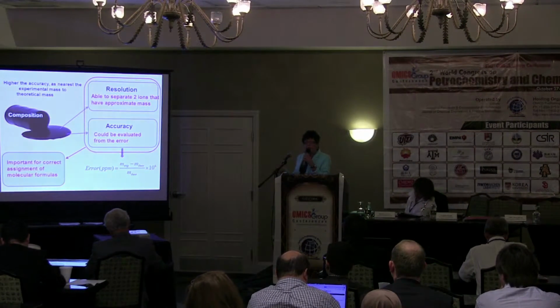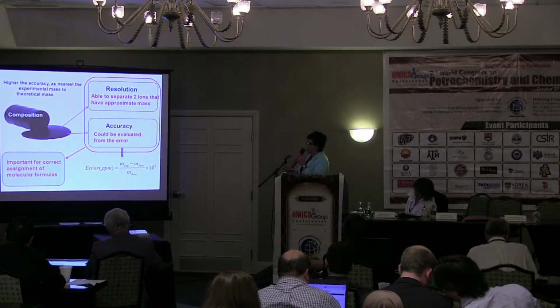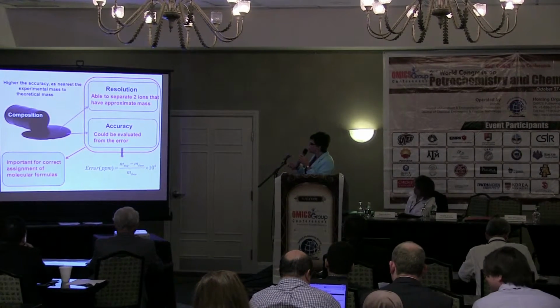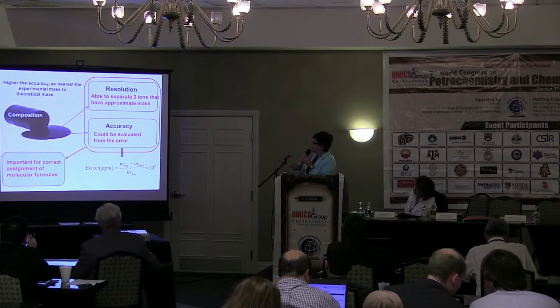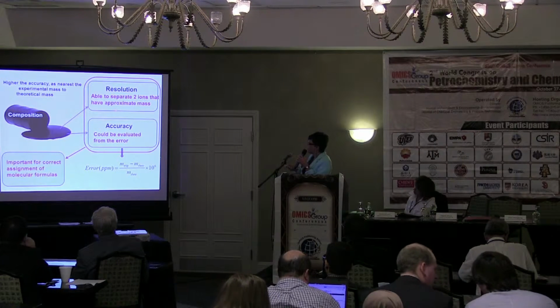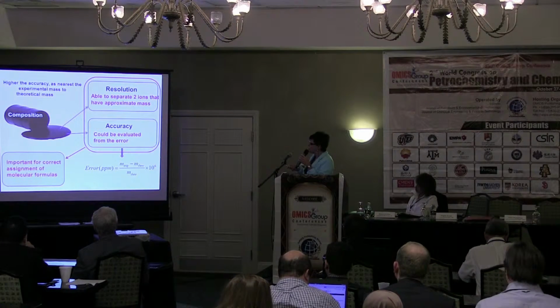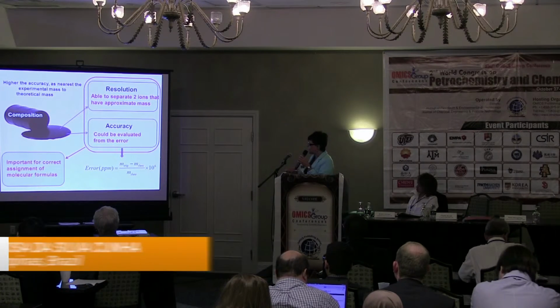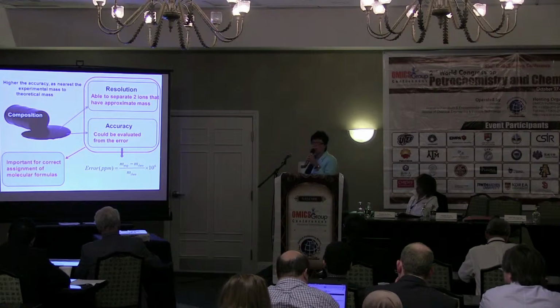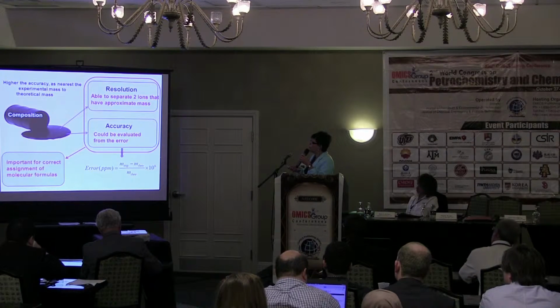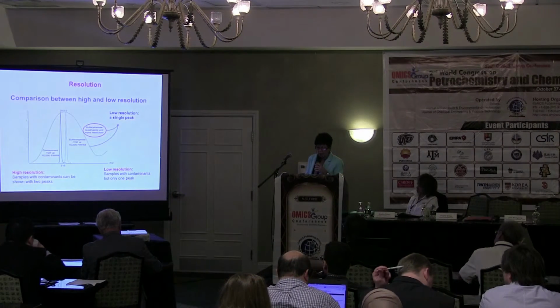Before showing you the works, I can briefly tell you about resolution and accuracy. Resolution is the ability to separate two ions that have approximate mass. Accuracy is the evaluation of the error by this formula. Both resolution and accuracy are important for correct assignment of molecular formulas. The higher the accuracy, the nearer the experimental mass is to the theoretical mass.